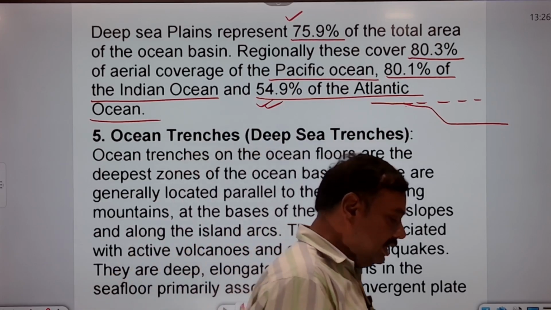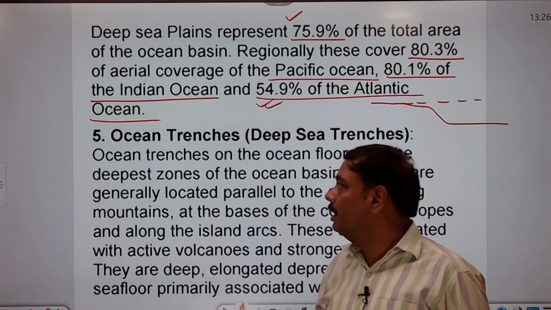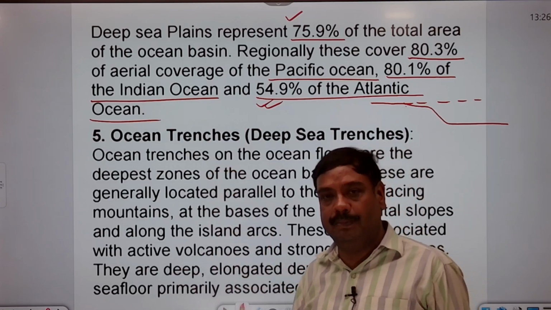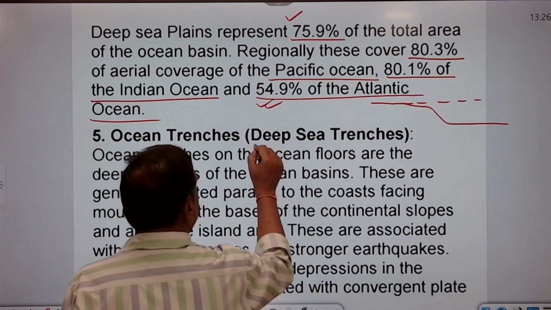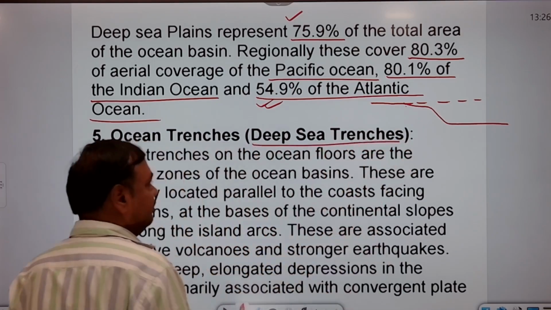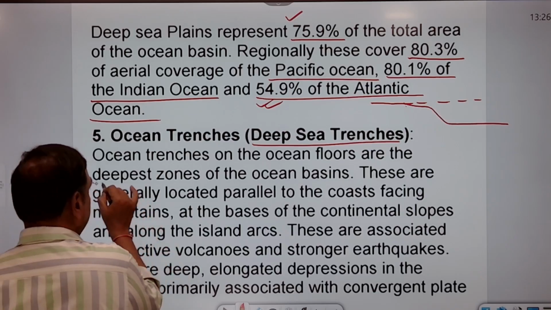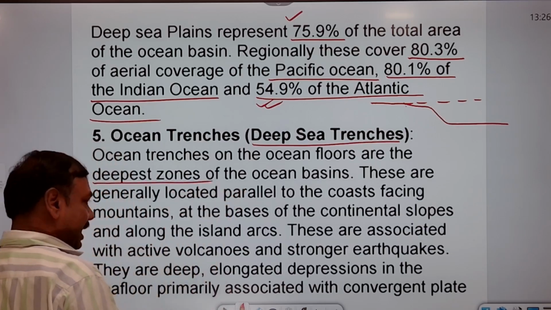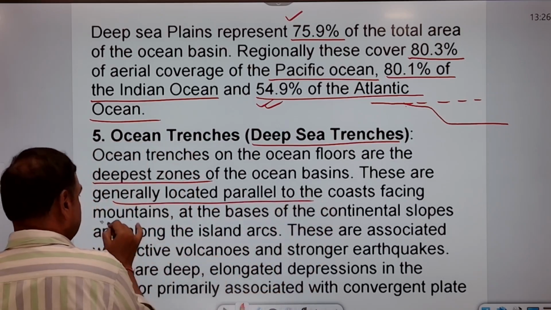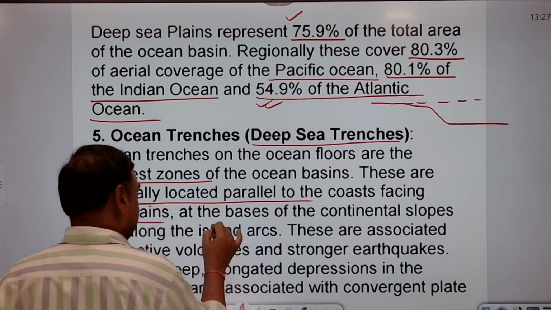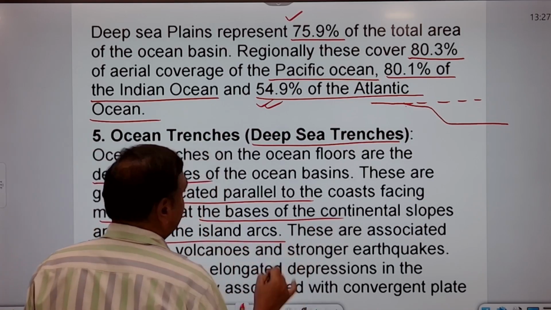Since we did the major relief features here, we come up to ocean trenches or ocean deeps. What are these ocean deeps? Ocean deeps are also called deep sea trenches. These trenches are the deepest zone of the ocean basin, and they are generally located parallel to the coast, facing mountains. They can be found at the base of the continental slopes, and they are also found along the island arcs.